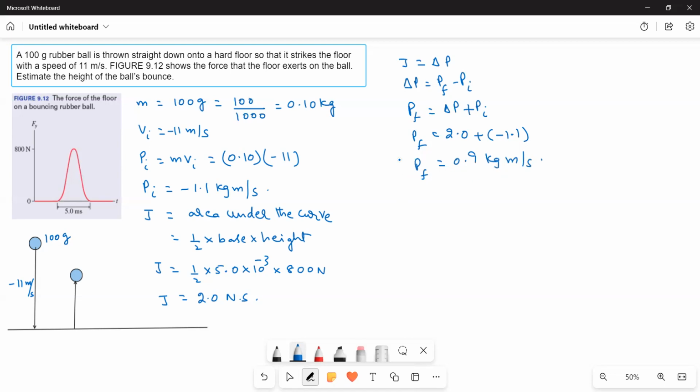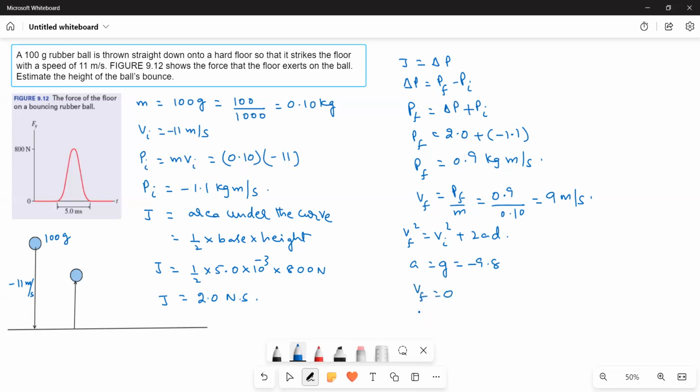As we know Pf and we know m, we can find out Vf. Vf is equal to Pf divided by m, that is equal to 0.9 divided by 0.1. That gives 9 meters per second as the velocity. Now we have to find out the height. To find out the height, we will use the kinematic equation Vf square is equal to Vi square plus 2ad. Here a is equal to g is equal to minus 9.8. Now Vf is equal to 0 at the maximum height.